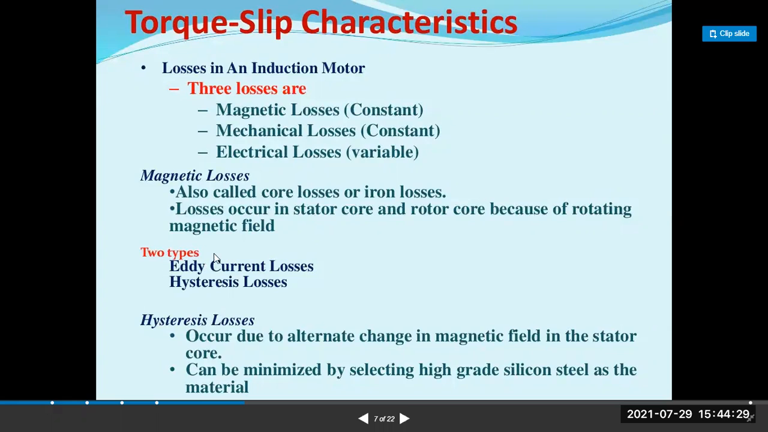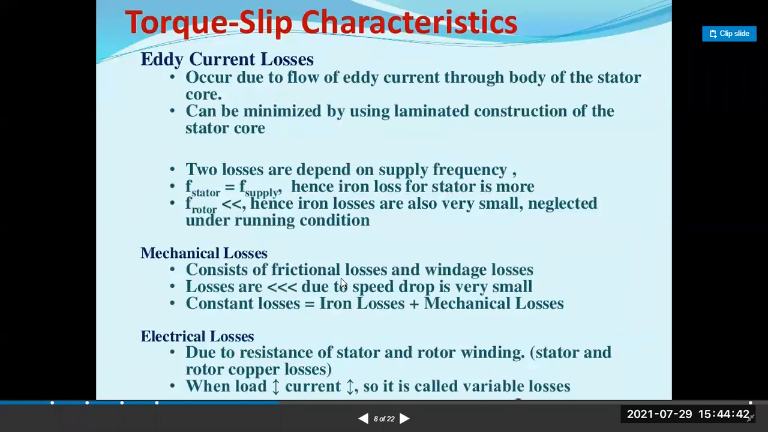And eddy current losses mainly occur due to the stack of the magnetic material that we use. So if we use a laminated core part, then the eddy current losses will be reduced. Okay. So eddy current losses occur due to the flow of eddy current through the body of the stator.